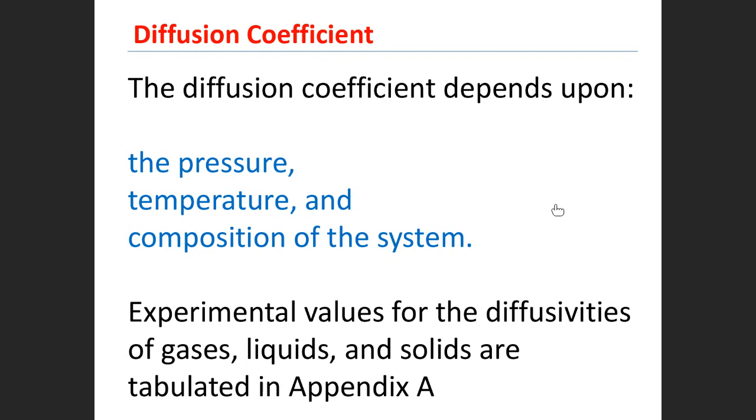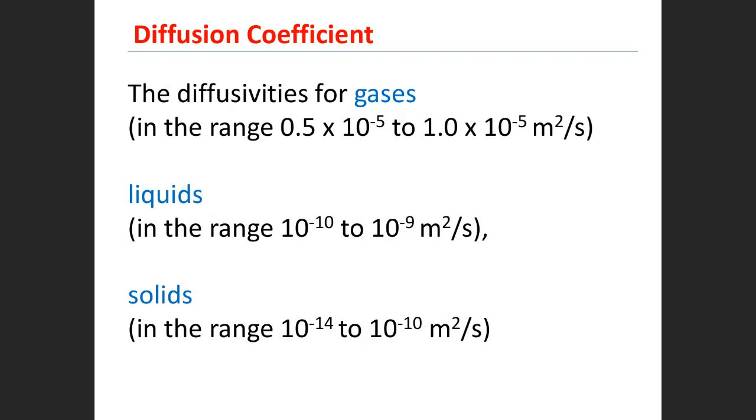How can we find this diffusion coefficient? We can find it using experimental values. Now, somebody has gone into the lab and found the experimental values of diffusivity for the three phases, for gases, for liquids, and for solids, and put them in an appendix. For us here, we can just go directly to the appendix and find it. But somebody else has gone to the lab and did all of those experiments.